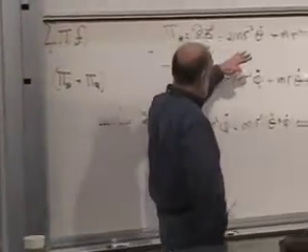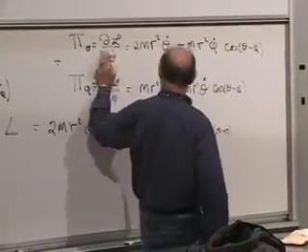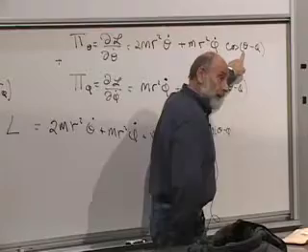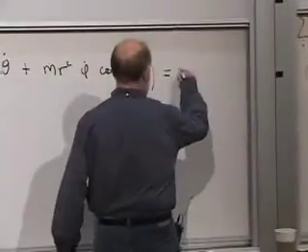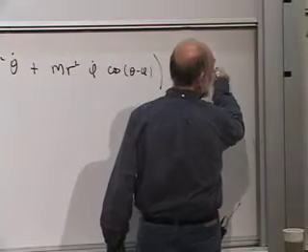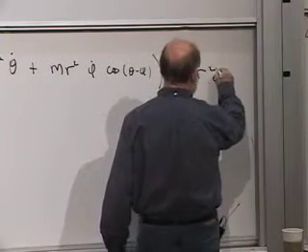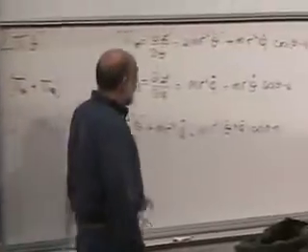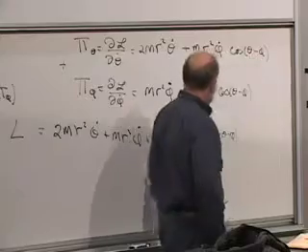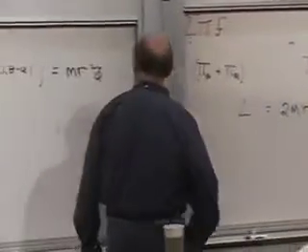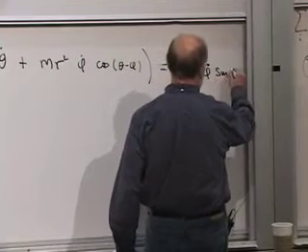And the other thing, which is here, is the right-hand side, which is the derivative of the Lagrangian with respect to theta, and that just equals mr squared phi dot. And then the derivative of cosine with respect to theta just becomes minus sine of theta minus phi.